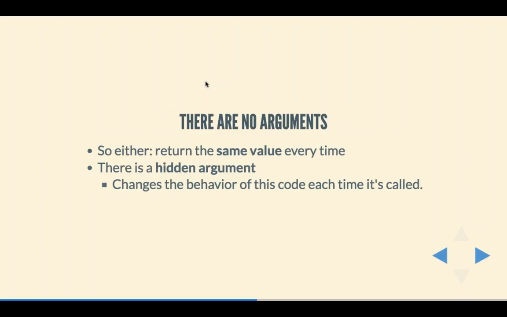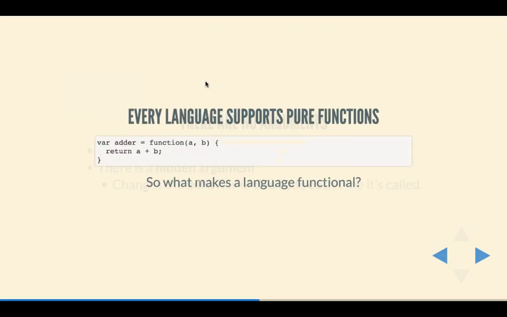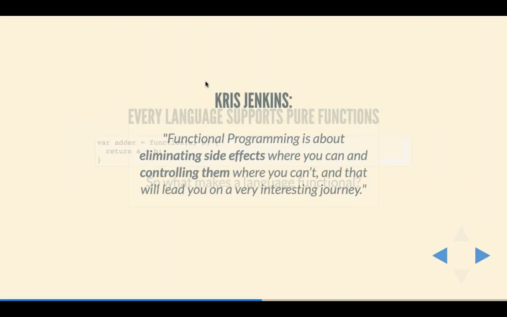So there's no arguments here. A function that has no arguments either returns the same value every single time, or there's a hidden argument which exists in its environment that changes the behavior of the code every time you call it. And every language supports pure functions. Everyone can write this function in every programming language. So what makes a language functional then? If we use that as a criteria, the word would be meaningless.